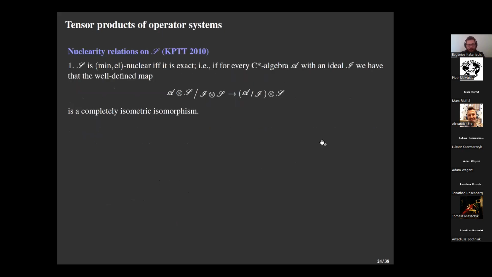Okay, I'll go a little bit super fast through because there's not enough time. Being min-l nuclear means exactness in the same sense that you would have for C*-algebras, in order to have the exact sequence when you take the spatial tensor product. So for every C*-algebra A, you have A tensor S by I tensor S, with I being an ideal, and you have a map into the quotient tensor S, and you want that to be a complete order isomorphism. Wait, but this is just right exactness. How about left exactness? Left exactness, I don't know.